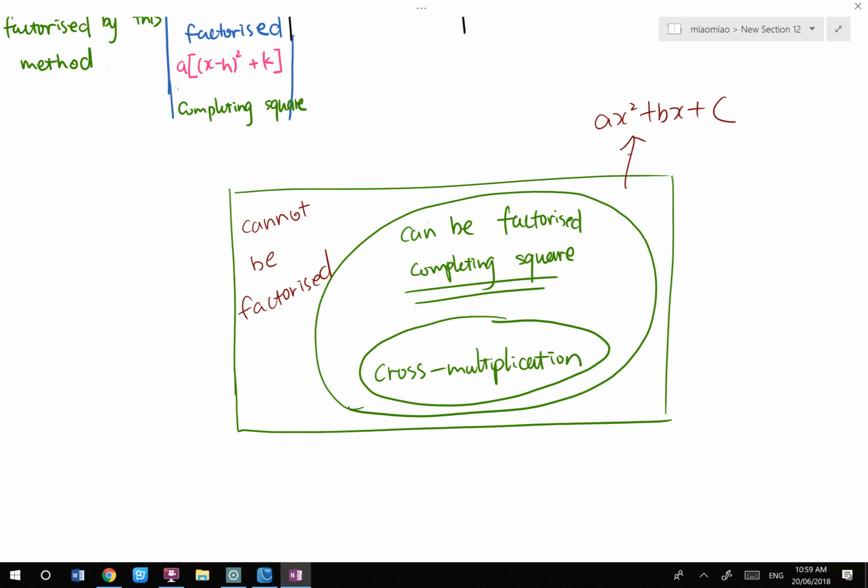Can be factorized, cannot be factorized. And in the can-be-factorized part, everything can be done by completing the square, and another section inside that can be done by cross multiplication. That's the relationship between all these methods.